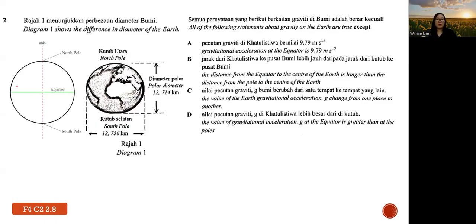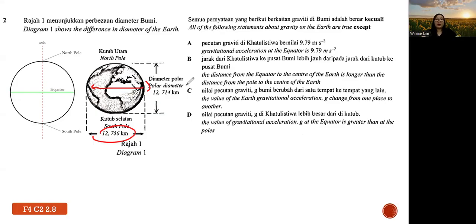Teacher found pictures which are easier for you to capture. So the idea is from this side to this side, where the length is 12,756 km, which is slightly longer compared to the pole.